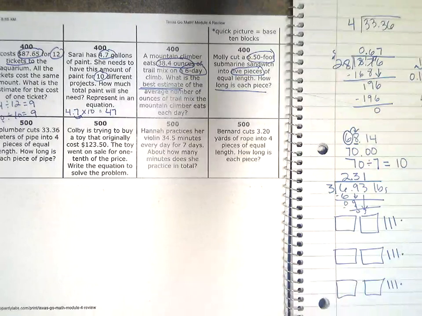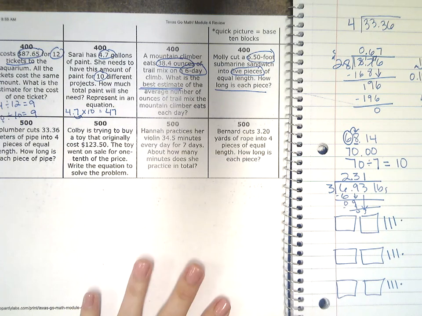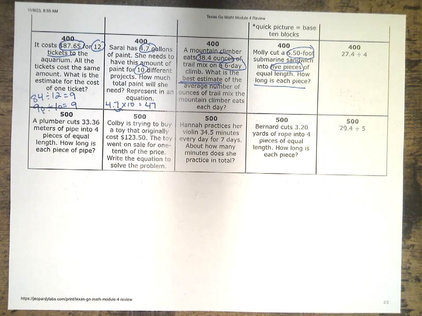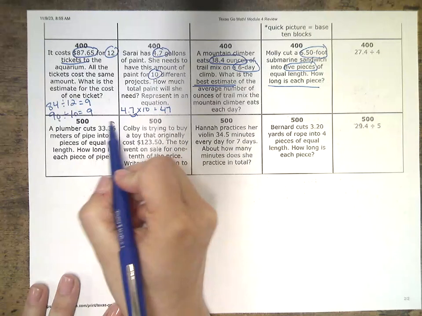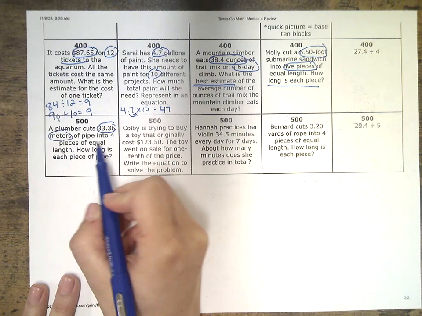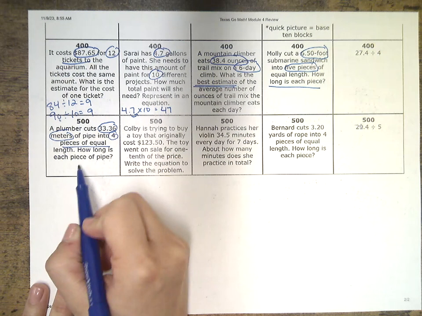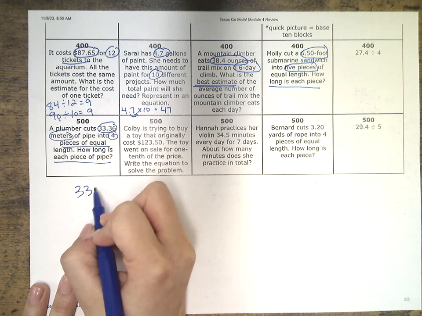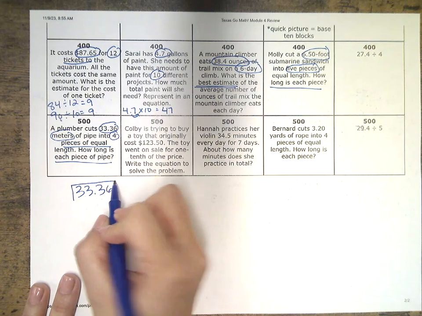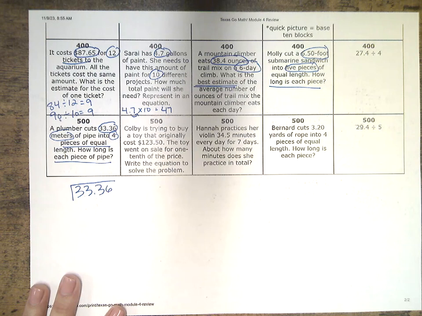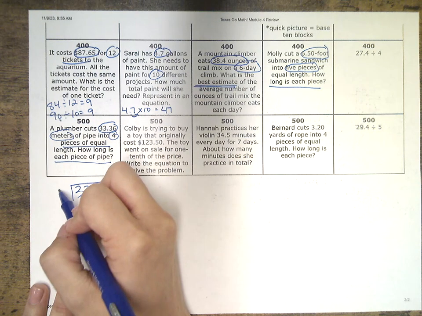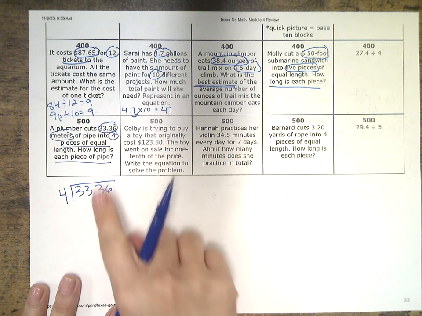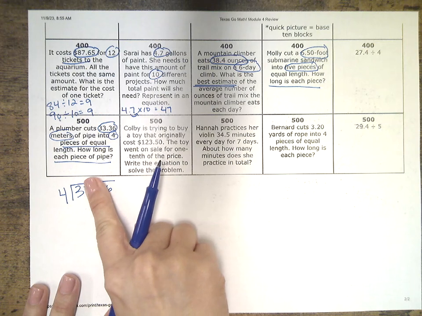Okay. Last 4. So the plumber cut 33 and 36 hundredth meters of pipe into 4 equal pieces. How long is each piece? I'm just dividing here. 33 and 36 hundredth meters divided by 4. Can't do 4 into 3.